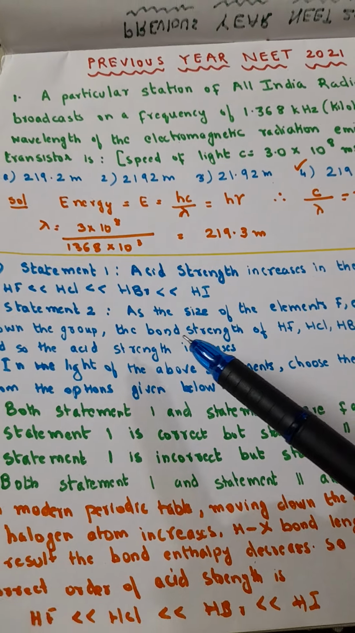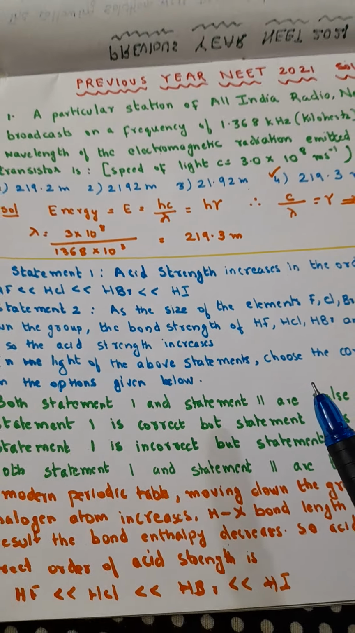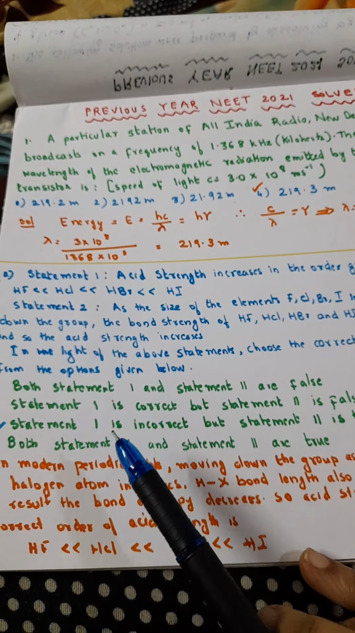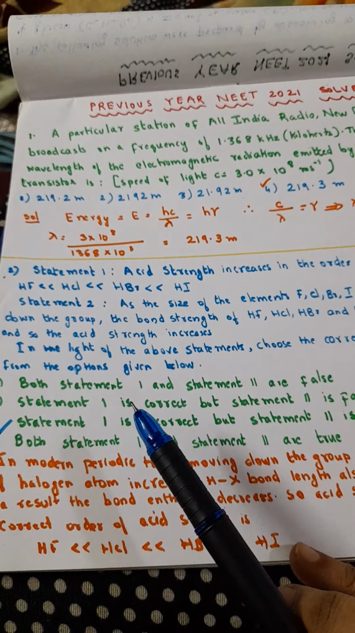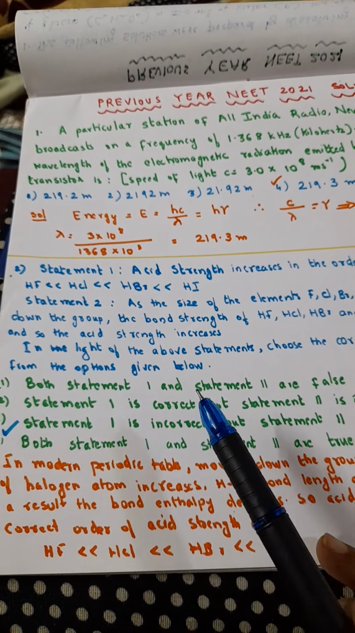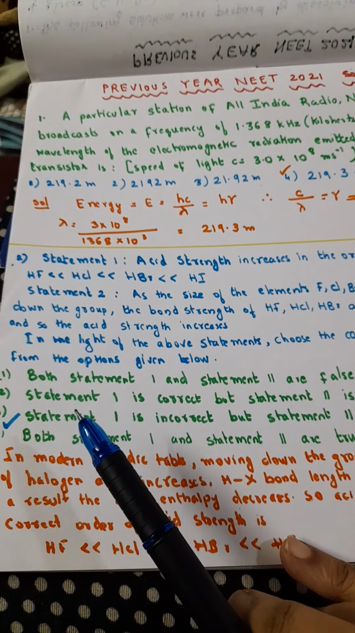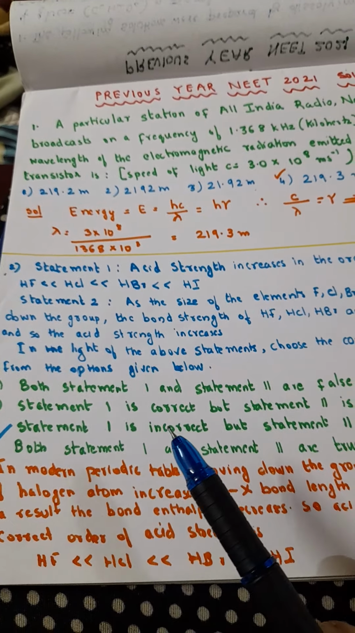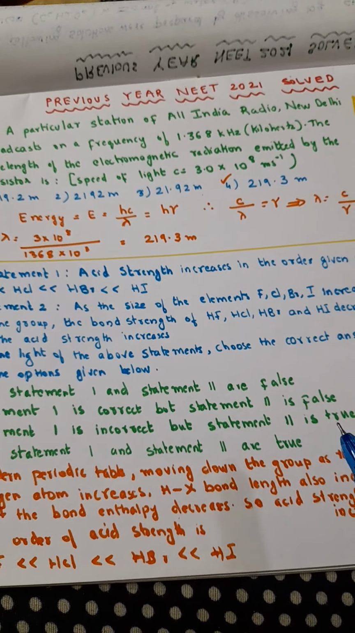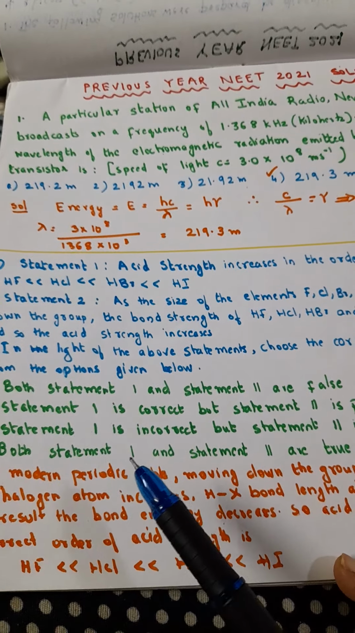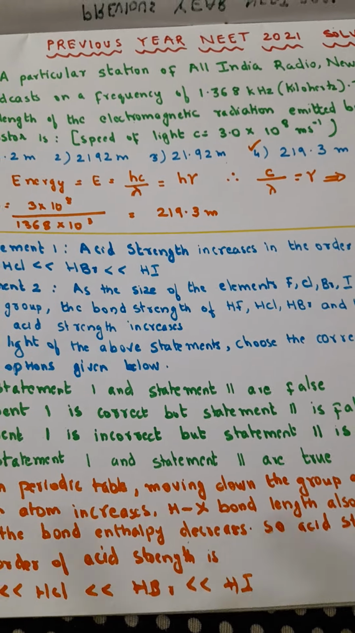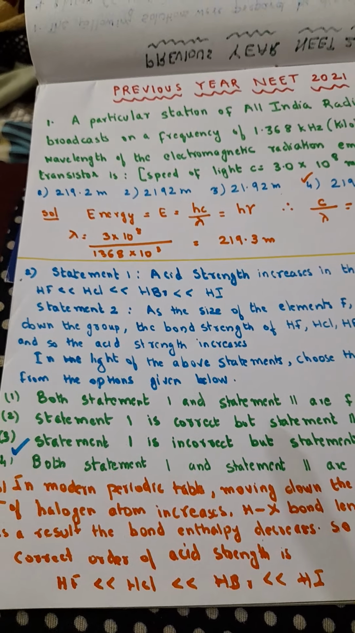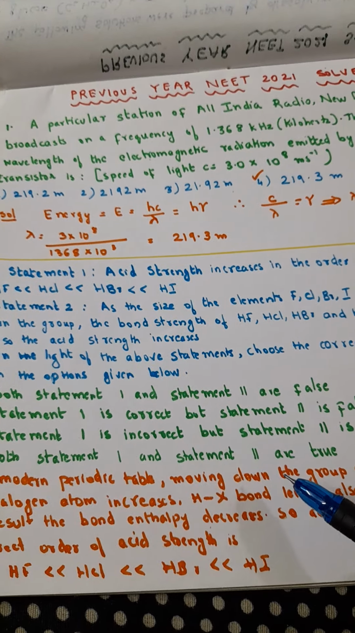So these 2 statements, in the light of the above statements, you have to choose the correct option from the ones given below. So what are the 4 options? Both statement 1 and statement 2 are false, then statement 1 is correct, statement 2 is false, statement 1 is incorrect but statement 2 is true. Both statements 1 and statement 2 are true. Okay, now what is the correct option? Both statement 1 and statement 2 are true.